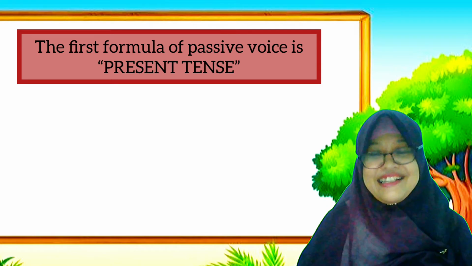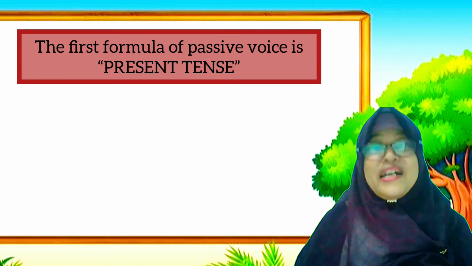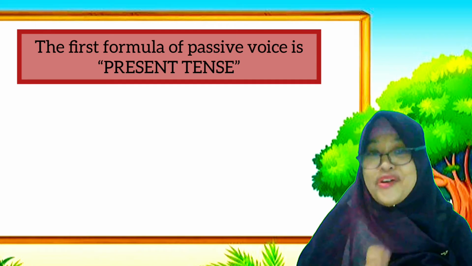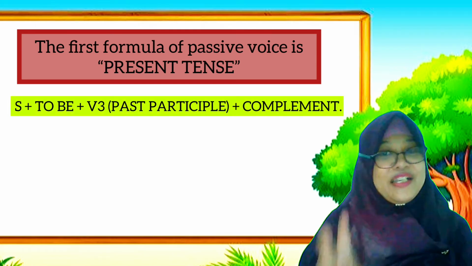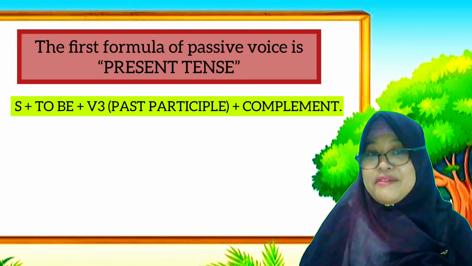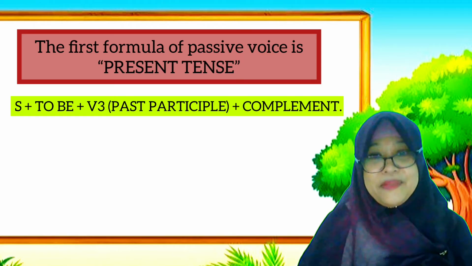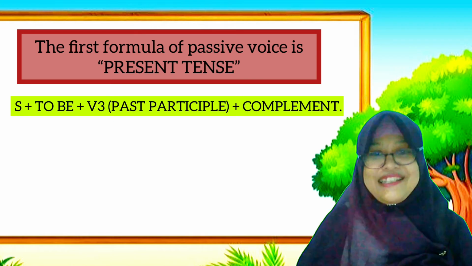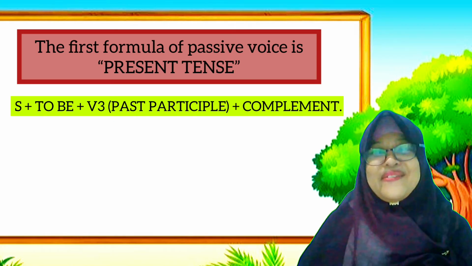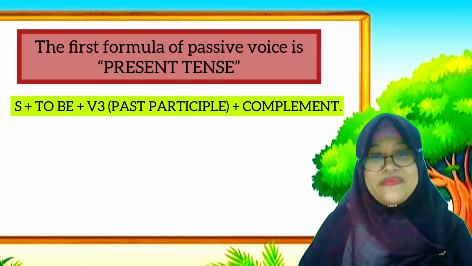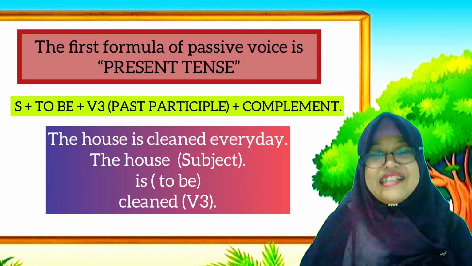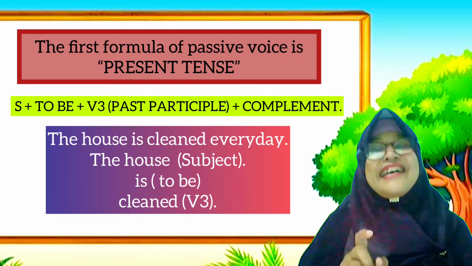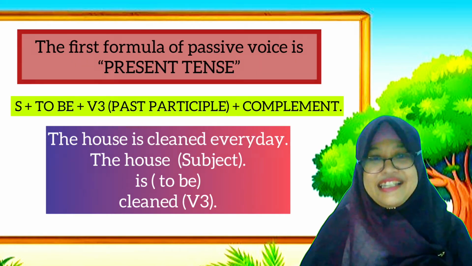First one is present tense. Now, let's take a look at the formula. They are subject, to be, verb 3 or past participle, and complement. Okay, now let's take a look at the sentence. The house is cleaned every day. Again, the house is cleaned every day.